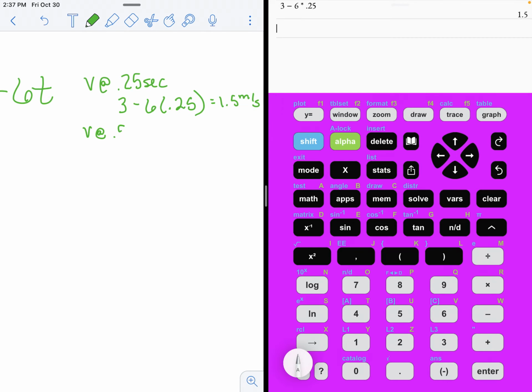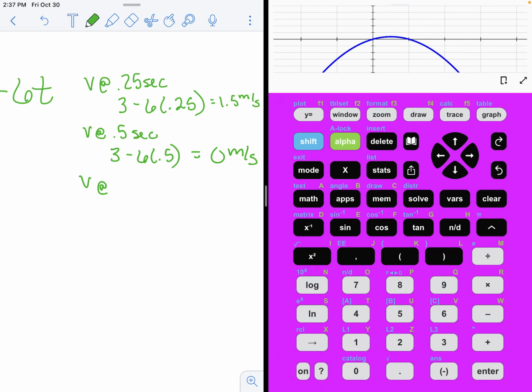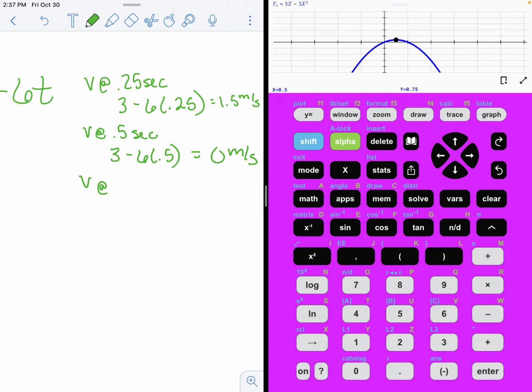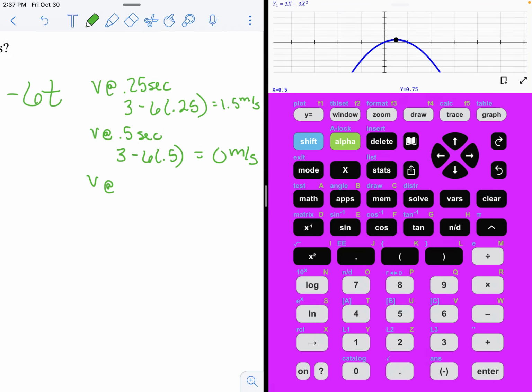And now my velocity at 0.5 seconds is 3 minus 6 times 0.5. So 0. So he must be turning around or something, huh? That would make sense. Look at the graph. Look at that. Absolutely. And you can see that at half a second, right there. Look, isn't that cool? That's exactly right. He's turning around there.